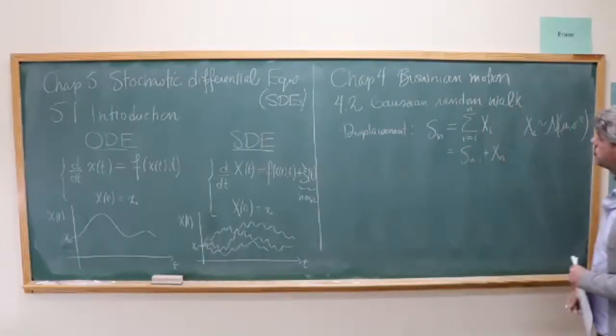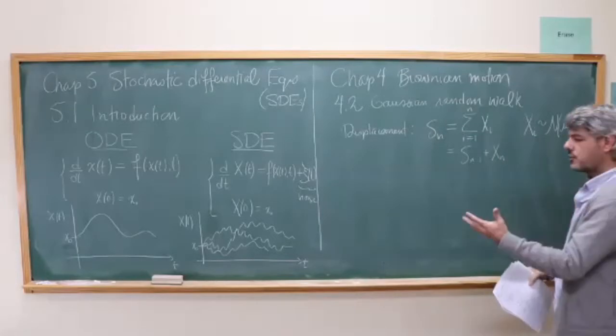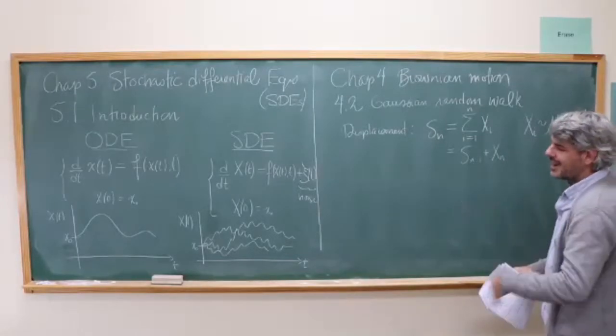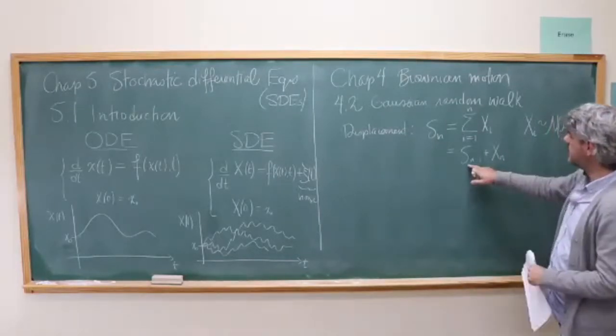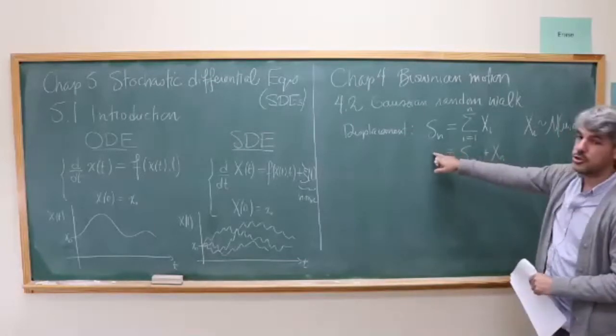I can also write this as the previous displacement plus the last jump. And this should be natural to you. I have a first jump, this is the first displacement. I have a second jump, so then the displacement I had before plus the new jump gives me the new distance that I have.